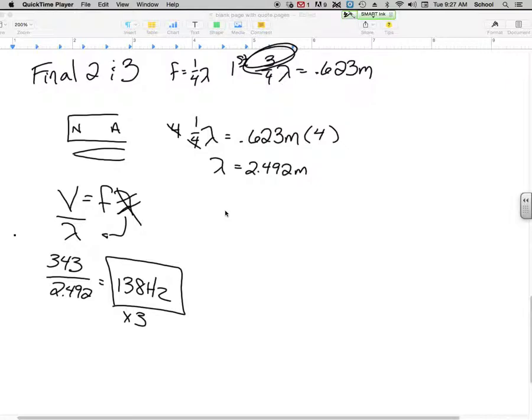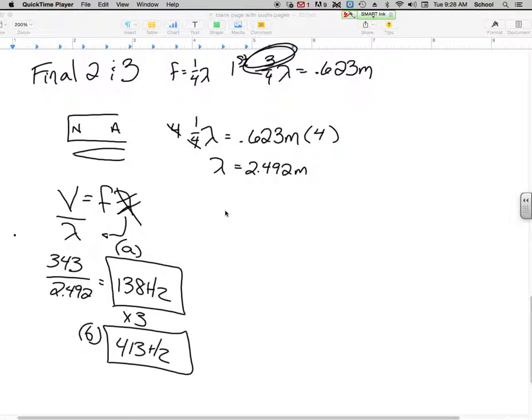So basically all I have to do is take the answer there and multiply by 3. So if I take the 128 times 3, I get 415. So this is my A answer, this is the B answer. Now we're going to continue to use that same V equals F lambda formula for number 3.